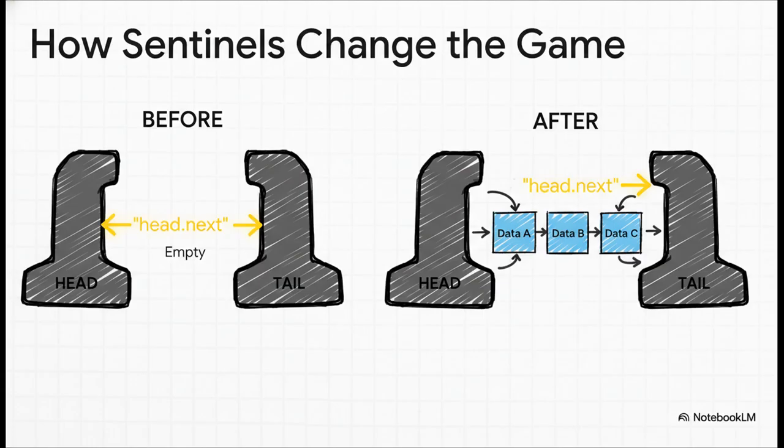Okay, this is the real game changer. When you add these permanent head and tail sentinels, your list is never technically empty. It always has these 2 placeholders. This means the first real piece of data is always at head.next, and the last one is always at tail.prev. You've just completely eliminated the need to check for null pointers at the ends of your list, which, as you know, is a massive source of bugs.